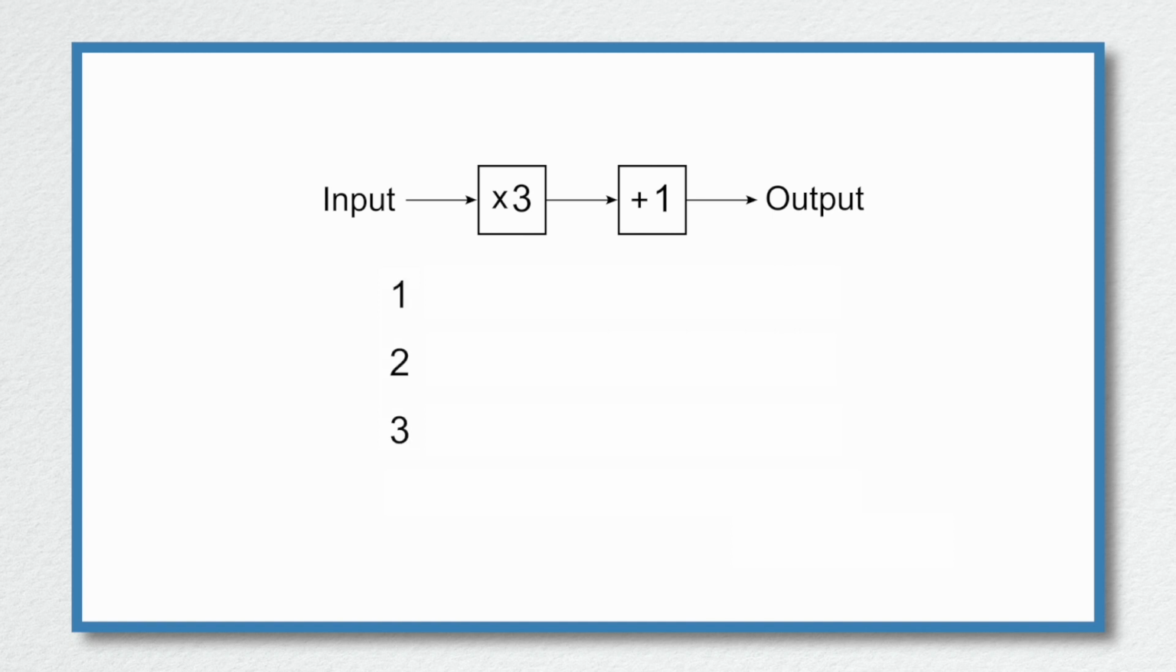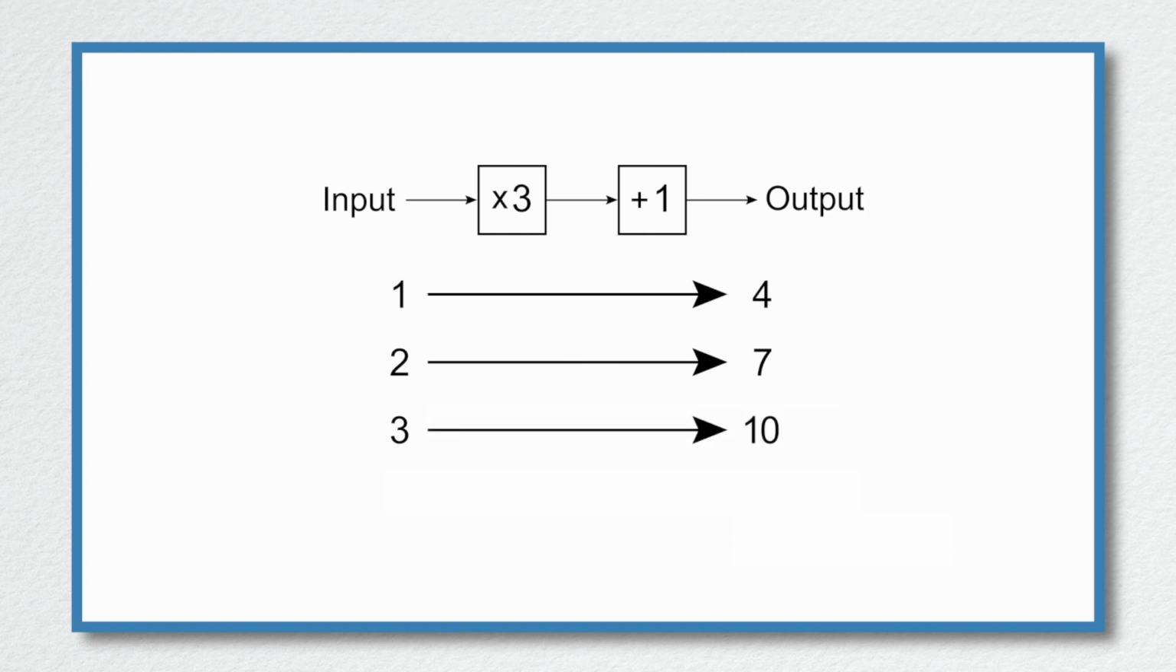Let's consider the inputs 1, 2 and 3. We can show this as a mapping where each input is mapped to one output. 1 is mapped to 4 because 3 multiplied by 1 add 1 is equal to 4. 2 is mapped to 7 because 3 multiplied by 2 add 1 is equal to 7. And 3 is mapped to 10 because 3 multiplied by 3 add 1 is equal to 10.